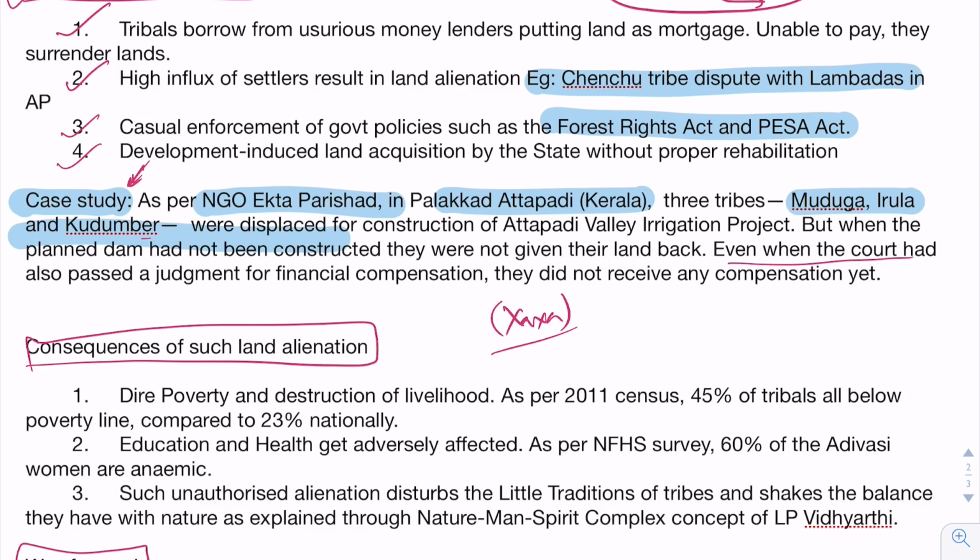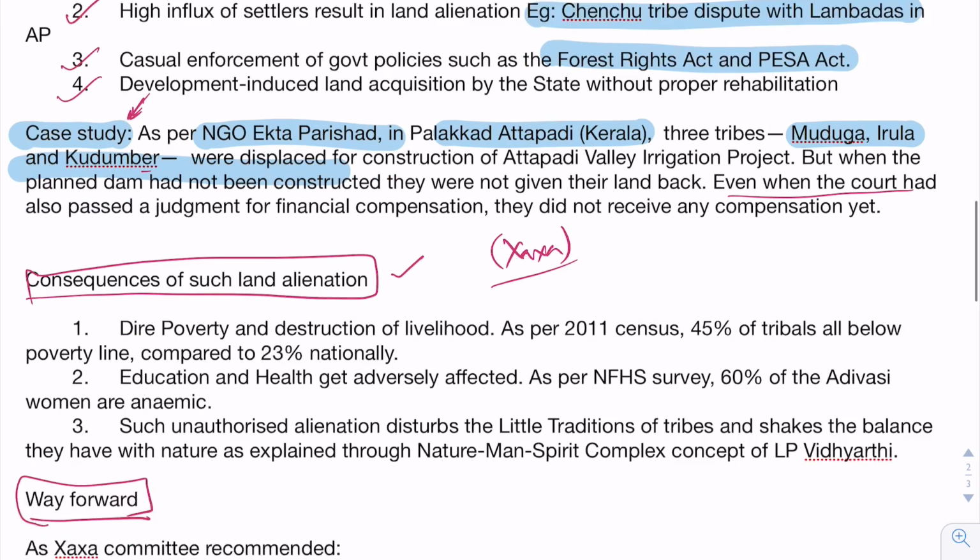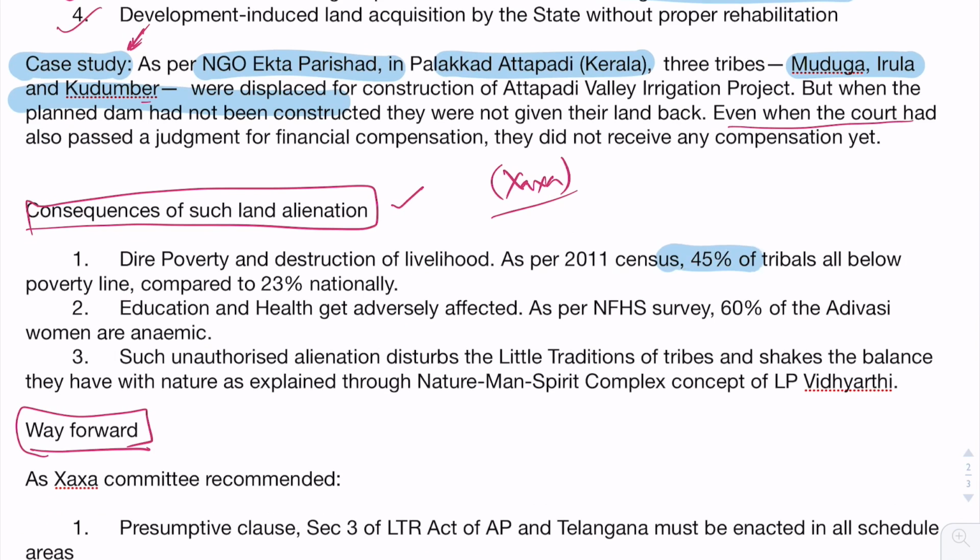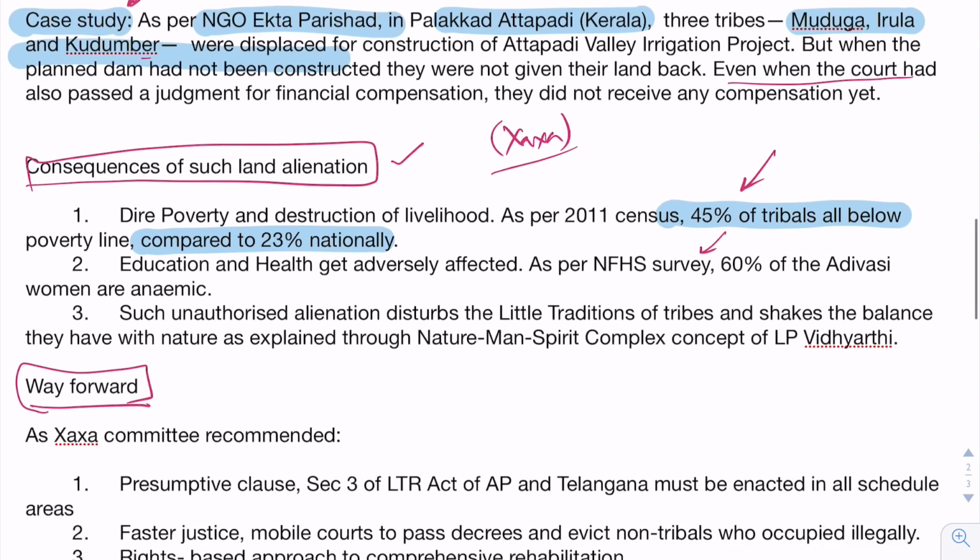And later you discuss the consequences of land alienation along with proper statistics to ensure that it is not too generic or a GS type answer. So you discuss important statistics that show the terrible consequences for tribals due to land alienation.